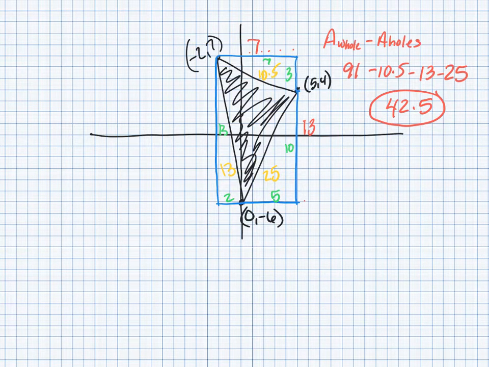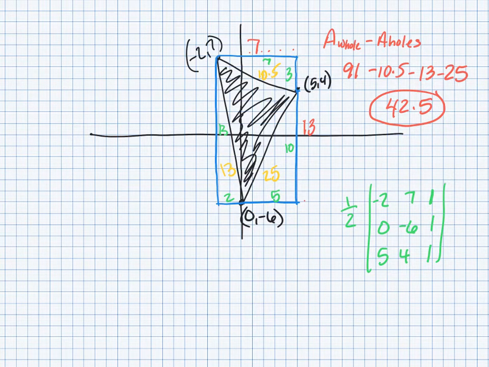So the other formula we're going to do is the guy in the bottom. And the guy in the bottom said that it's 1/2 the determinant, and these are the different points. So -2, 7, and a 1. You're going to put 1s at the end. 0, -6, and a 1. And what's the third one? 5, 4, and a 1.